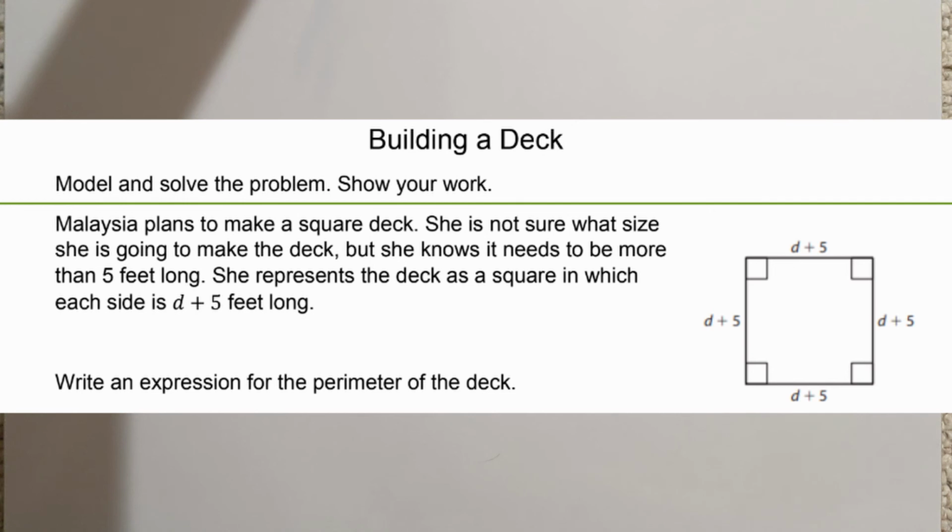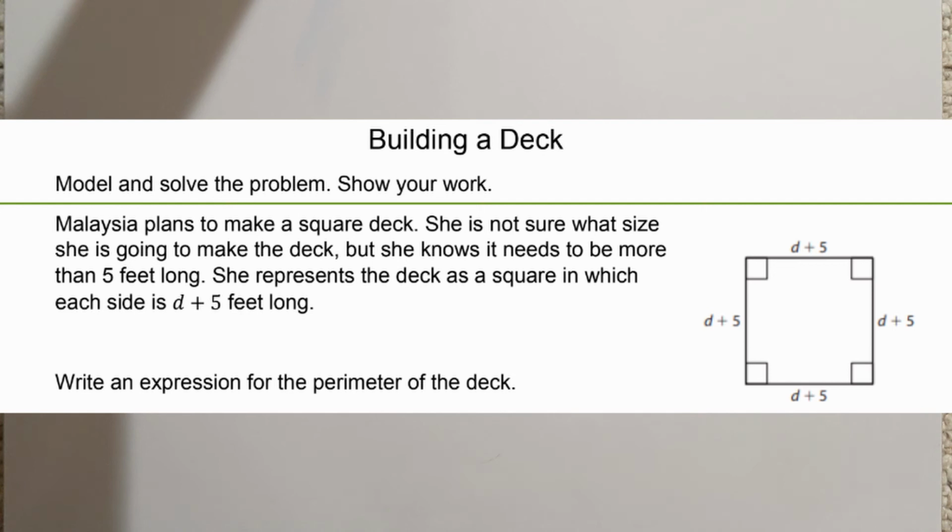This is starting topic 3, which is in the new packet that was mailed to you. If you didn't get it, email me, and I know there's ways that you can pick it up at school, or I attached it to Google Classroom as well, so you can find it there if you didn't get it mailed to you, and you can still see the questions.